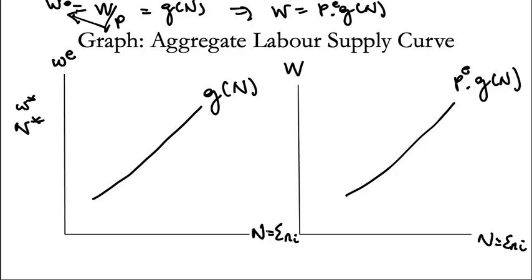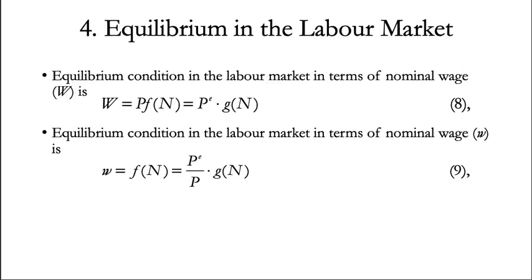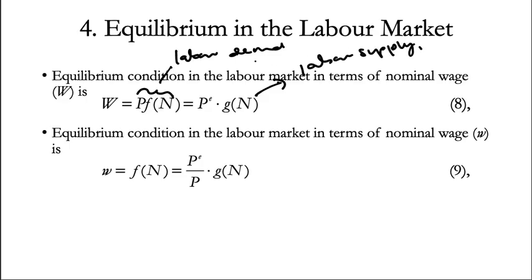Alright, so let's look at the equilibrium labor market. So equilibrium labor market is a condition where we have this. If you look here, this is labor demand, this is labor supply, aggregate labor demand, aggregate labor supply, this is nominal wage, or the form of real term.